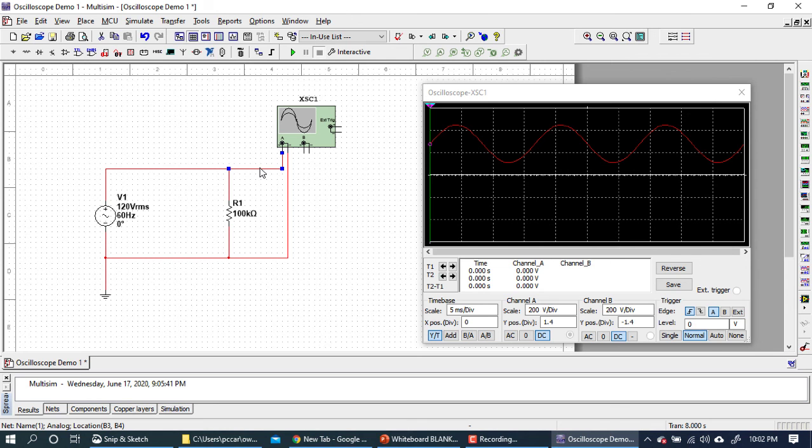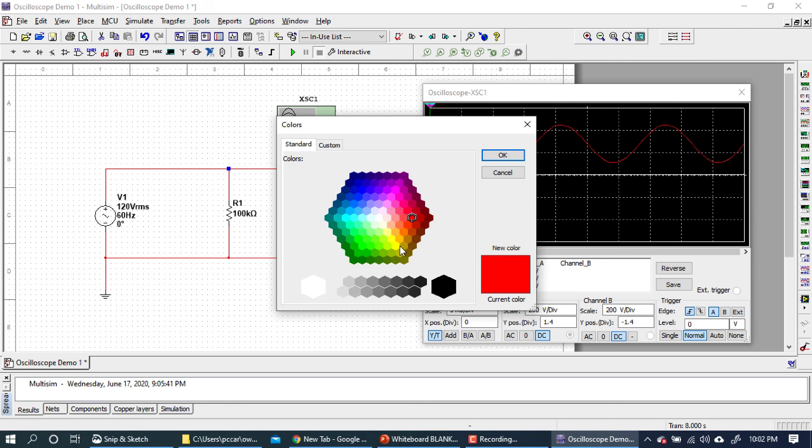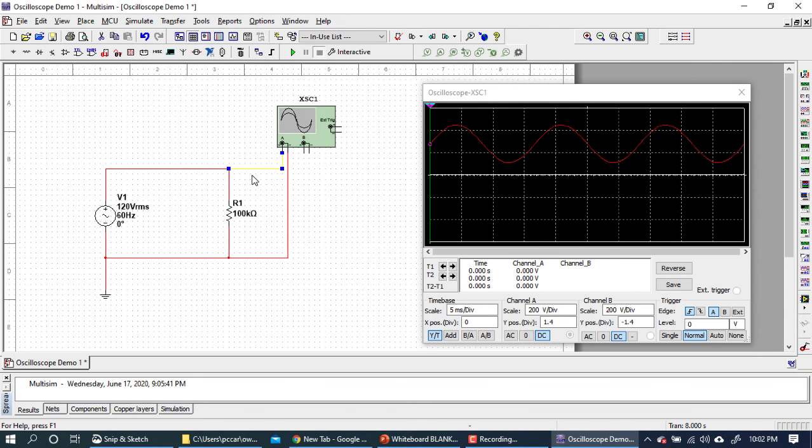And to do that, just select it and then right click on it and go to segment color. And we can change that to yellow. It's hard to see the lead on the screen, but now the waveform will be yellow. So the waveform will always match the lead color or the wire color to the oscilloscope.